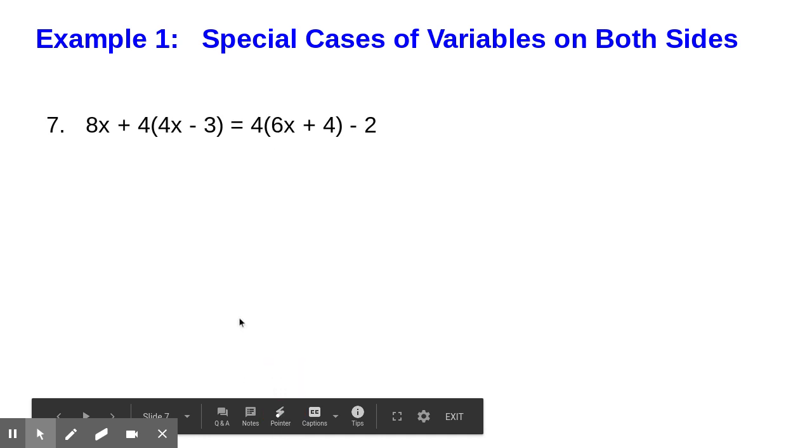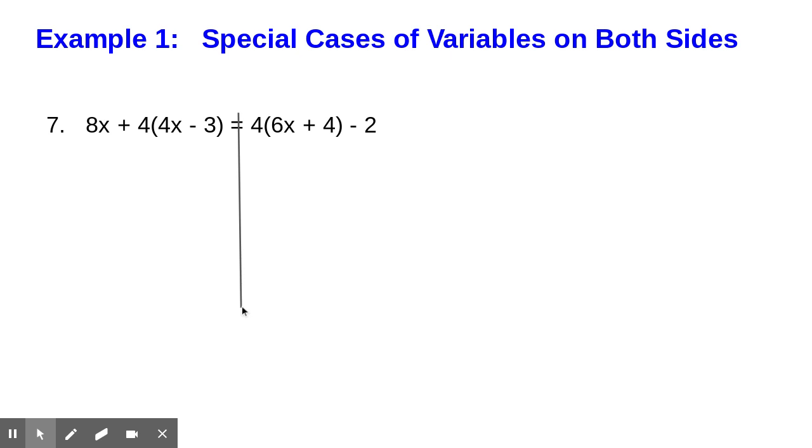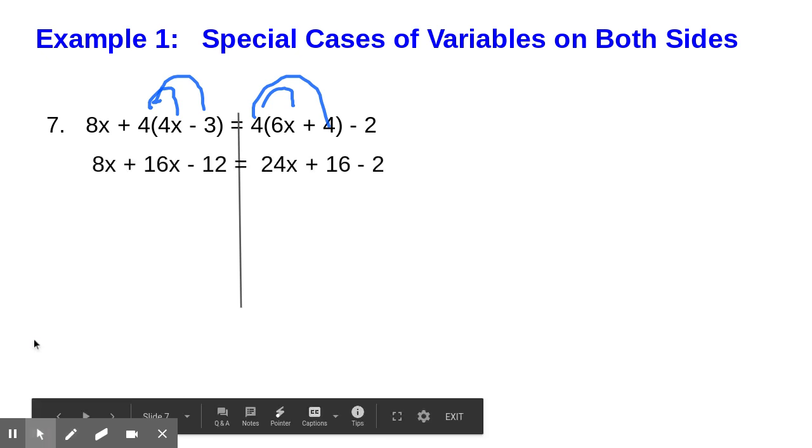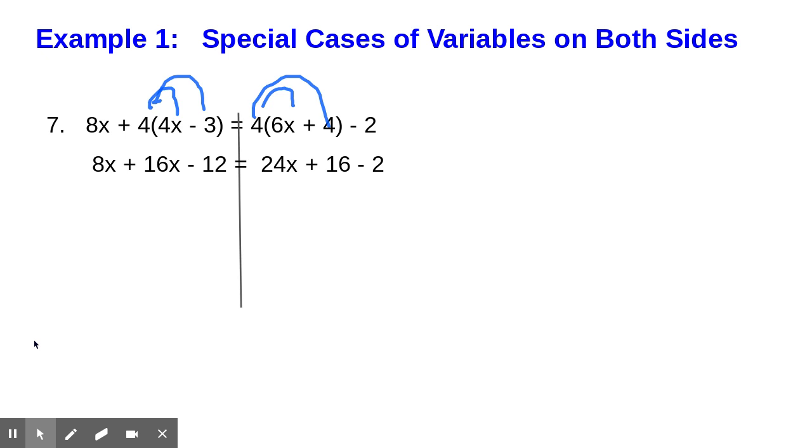So let's look at number 7 here. Draw your line going down. We have a lot of distributing to do here over on the left side and on the right side. When I distribute, my problem now becomes 8x plus 16x minus 12 equals 24x plus 16 minus 2.